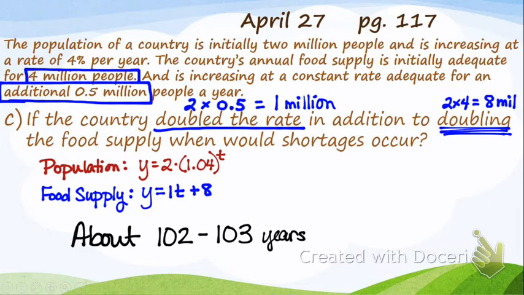In 102 years, it's tight, but they can still get by. 103 years, people are starting to go hungry. They're dead. Hopefully not. Hopefully everybody eats just a little bit less. Everybody's fed, just not fed to full. Some bugs, protein.